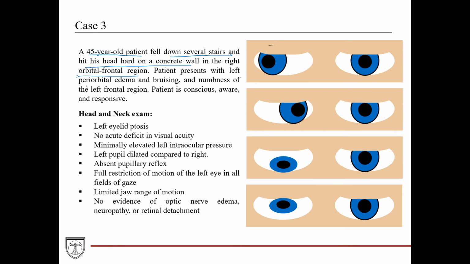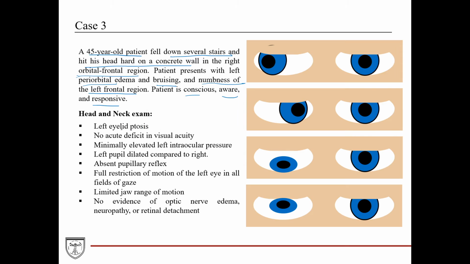Patient presents with left periorbital edema and bruising. That's not surprising. He just got smacked in the face, basically. And then numbness of the left frontal region. Patient's conscious, aware, and responsive, so it didn't knock him out. He's able to answer questions. He's able to be responsive. He knows where he is. So that's always important when you're dealing with patients with neurotrauma like this.